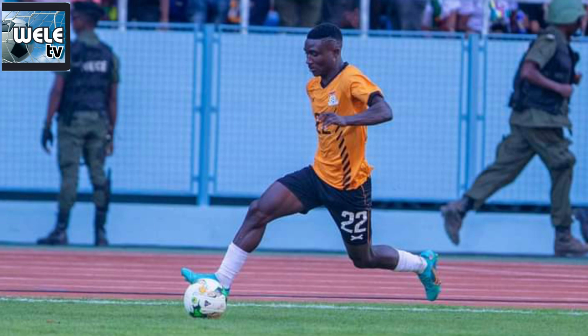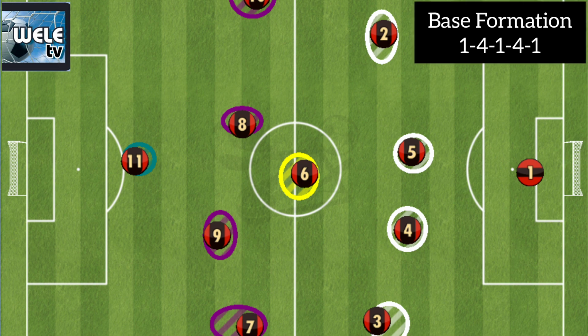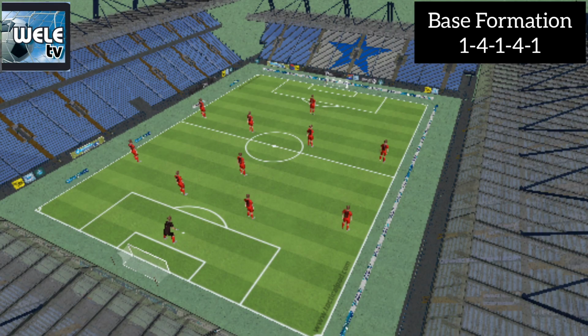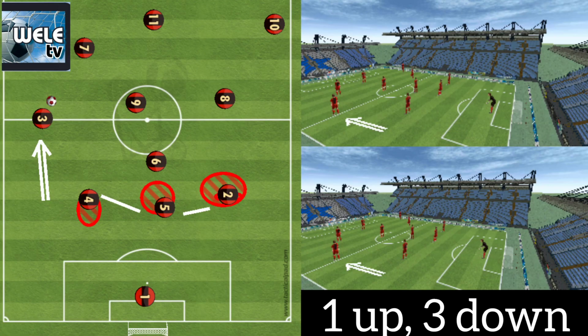So Zambia set up in what looked like a 1-4-1-4-1 formation, where in the back four, most of the time you had 3 up, 3 down, 1 up. So that is a line of 3 at the back. Mostly when attacking, one of the fullbacks would push up, mostly Roderick Gawe.